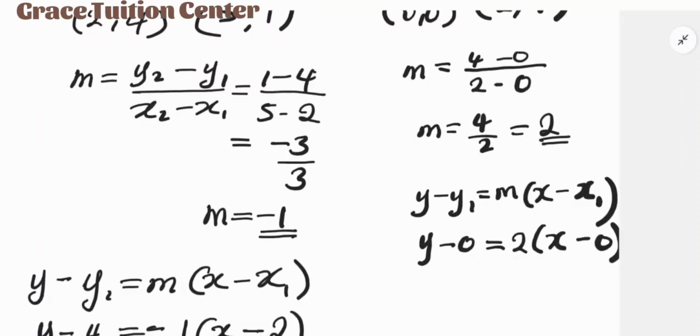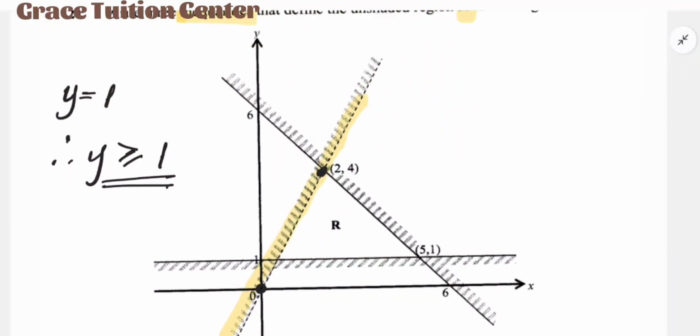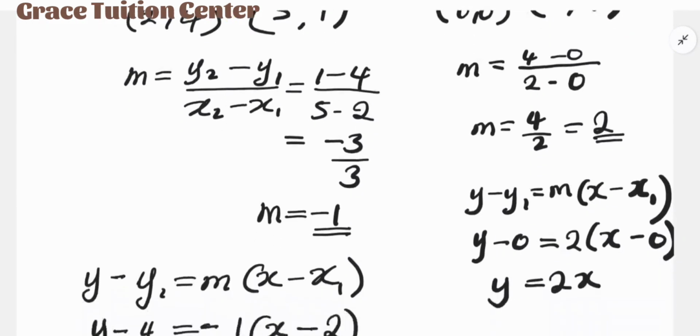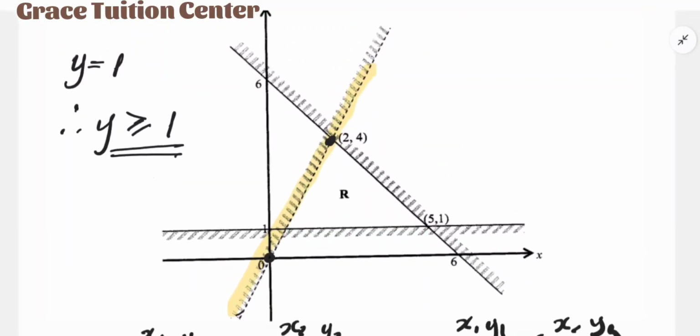Okay, so we carry on and simplify this expression. y minus 0, any number minus 0 is that number itself. So y minus 0 is just y, equal to 2 times x, which is 2x, and 2 times 0 is 0. So there's no need to write that. So meaning that the equation of this line here, which has been highlighted, is actually y equals 2x.